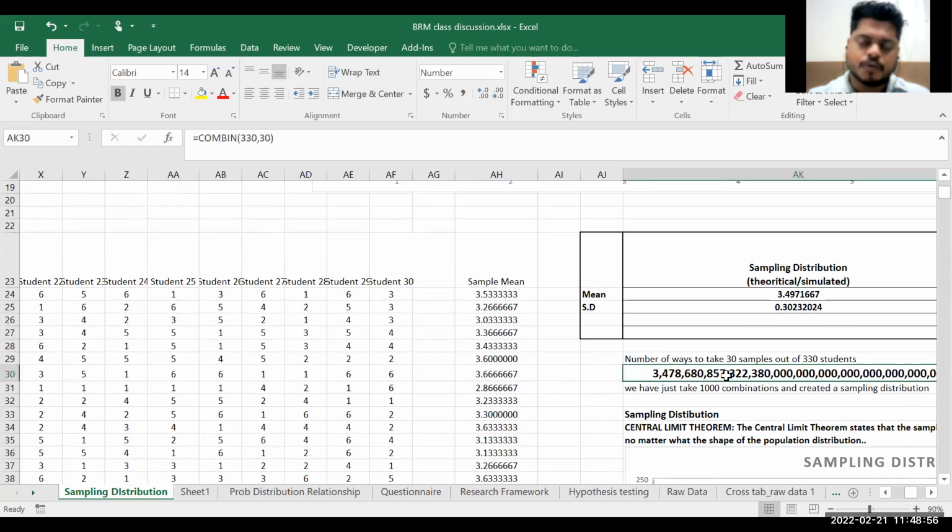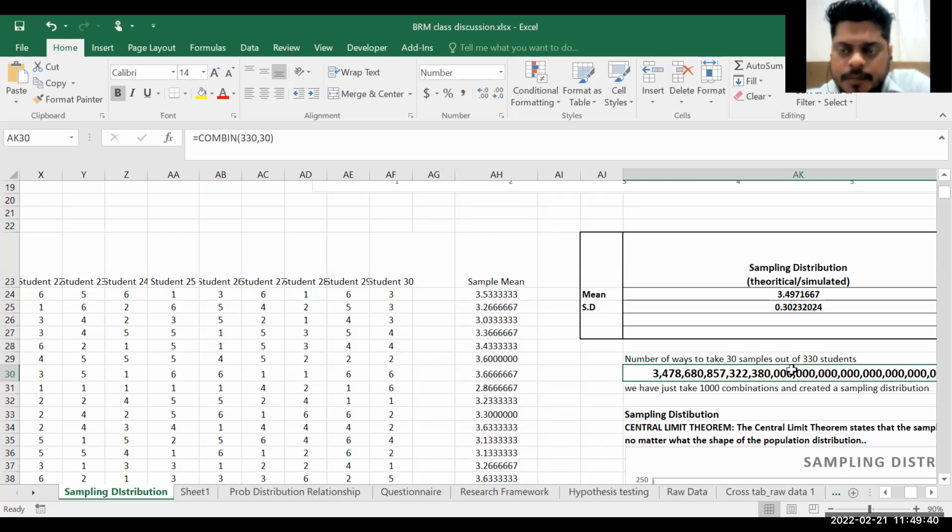So what you told is correct. That is the way, but that is a theoretical or hypothetical scenario, right? I'll never have the effort or time to collect that many samples. Just look at this number: the number of ways to take 30 samples out of 330 students. If I have 330 students and randomly pick 30, how many samples can I create? It is 330 combination 30, 330C30. That many samples can be created, that many possibilities of creating different samples.